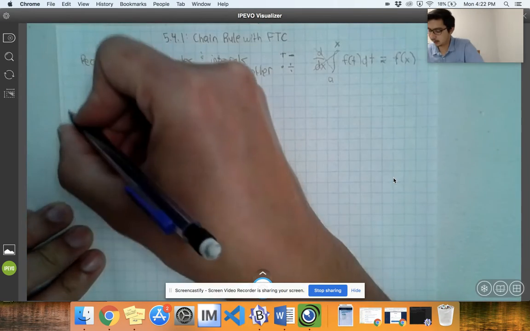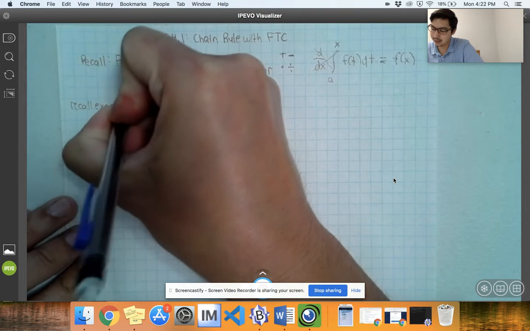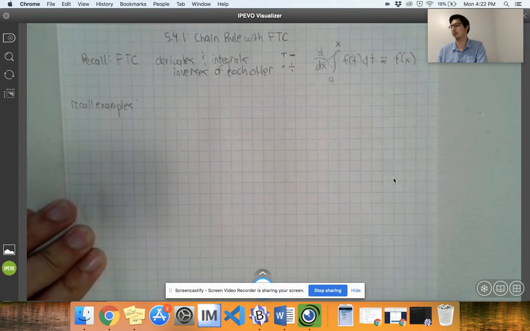Now, let's look at a few more recall examples to help you understand this before we jump right into it, because again, this isn't fresh for us. We took time off with this whole quarter system, so I want to make sure we understand this.